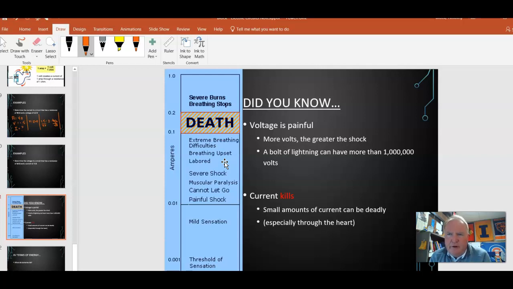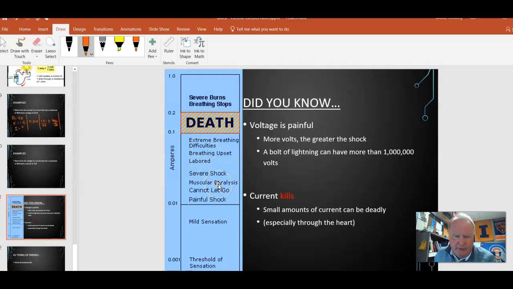The truth is, a house can give up to 15 amps of current. So a plug in a house can give up to 15 amps before a security or a protection system comes in. But you can see from this chart that all it takes is 0.01 before we can feel current. And at 0.01, we're going to have pain. And at 0.1 amps, so still well below what's going to come out of there, we have extreme difficulties. Our body stops working or we can't breathe.